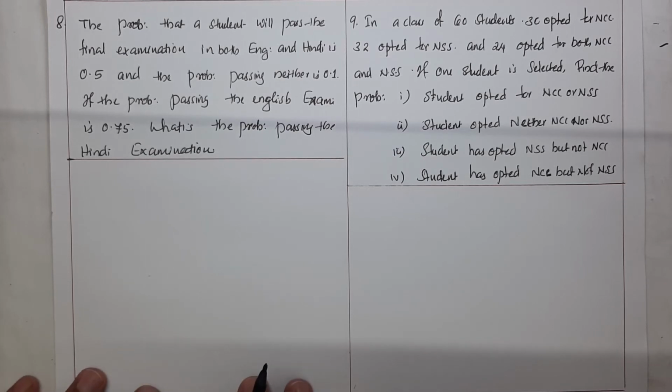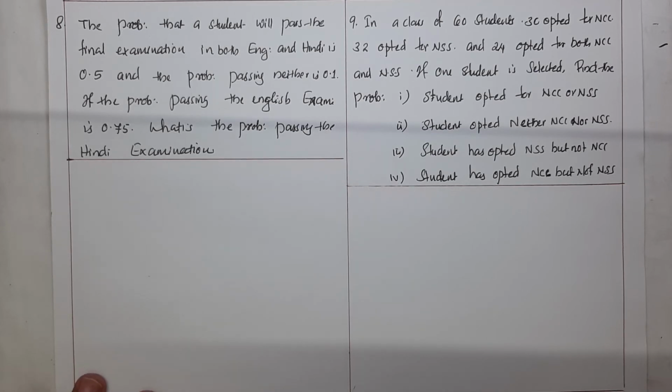The next question: the probability that the student will pass the final examination in both English and Hindi is 0.5, and the probability of passing neither is 0.1. The probability of passing the English examination is 0.75. Then what is the probability of passing the Hindi examination?